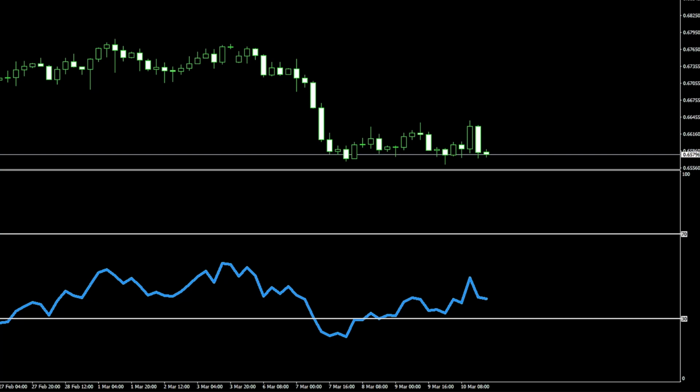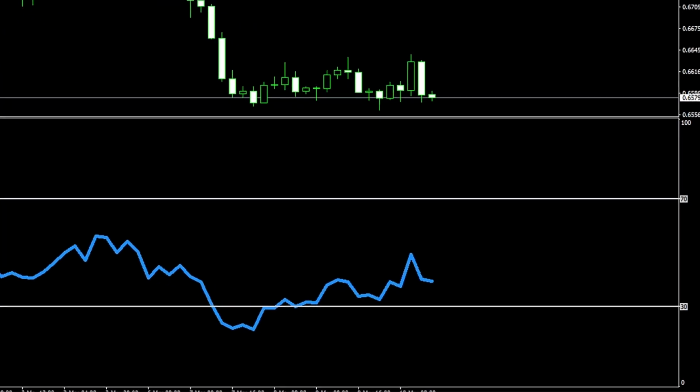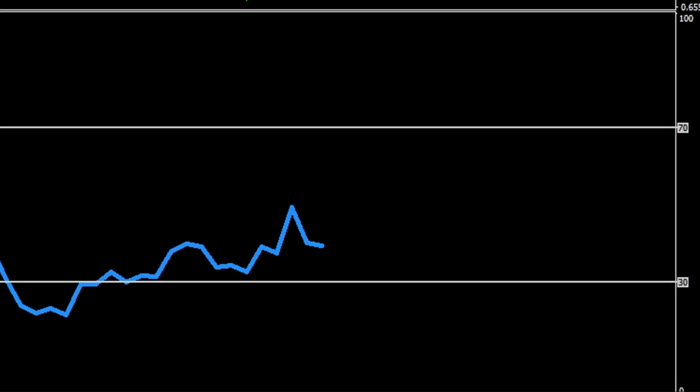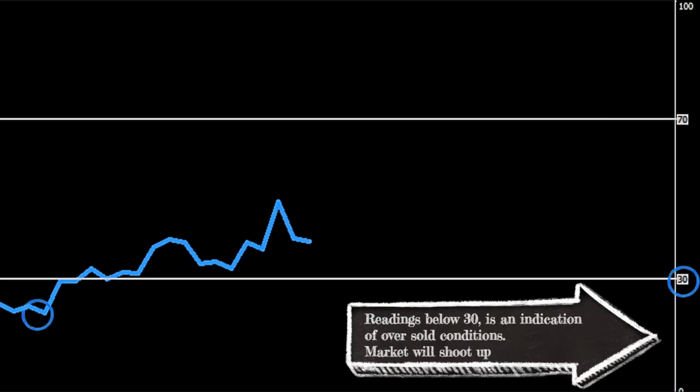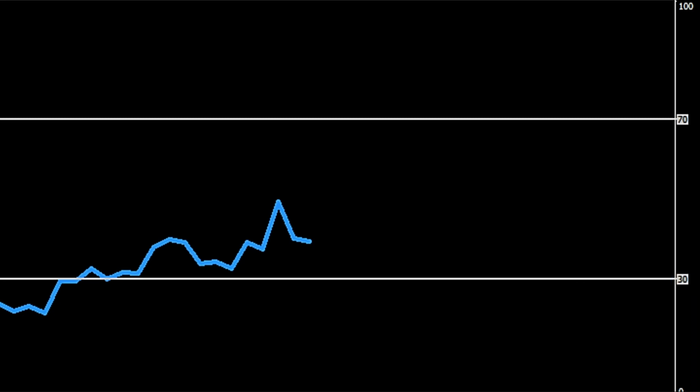RSI is similar to stochastic. It's scaled from 0 to 100. Typically, readings of 20, 30 or lower indicate oversold market conditions and a potential buy. Some traders interpret an oversold currency pair as an indication that the falling trend is likely to reverse, which means it's an opportunity to buy.